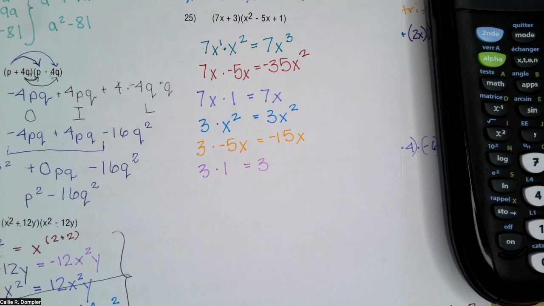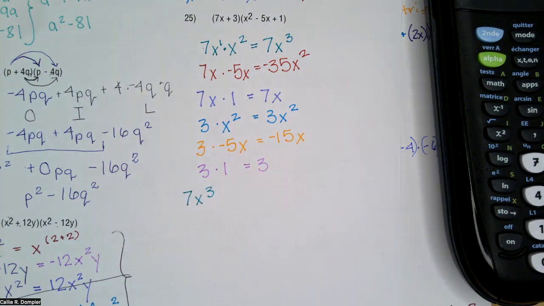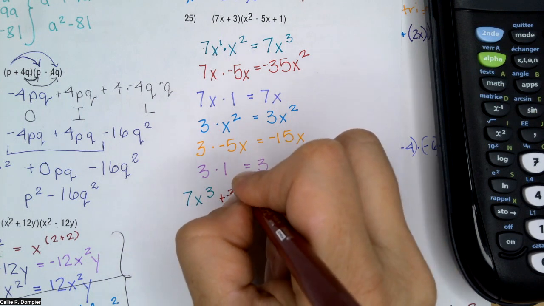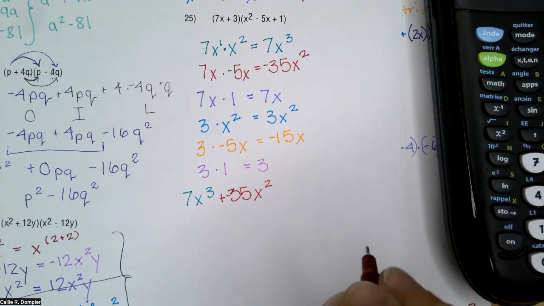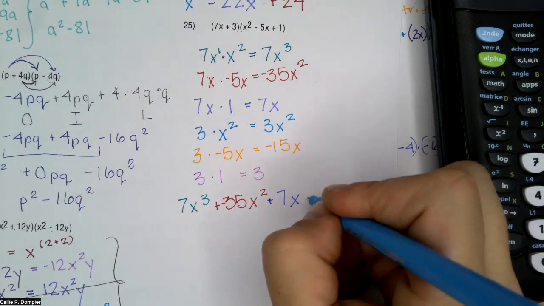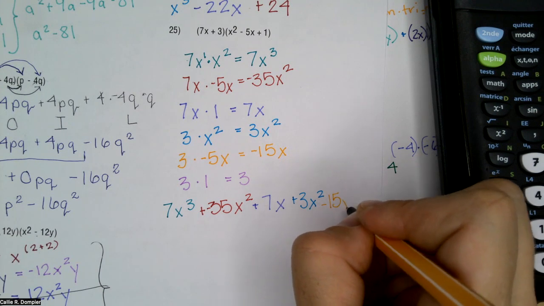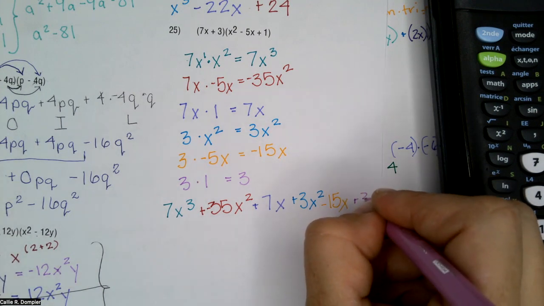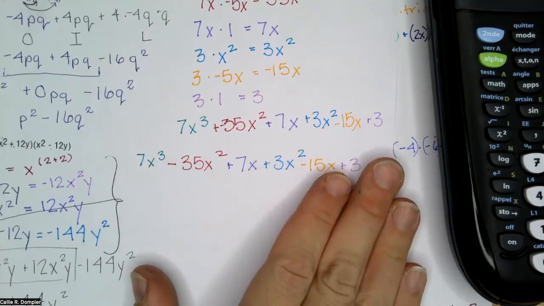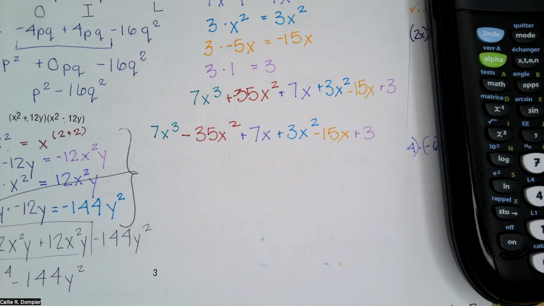So let's take those numbers. A little bit easier when you go straight down, I think. 7x to the third, and we're going to add them all, okay? Plus negative 35x squared. You can also just put minus 35x squared. Plus 7x. Plus 3x squared. Oh my gosh, minus 15x. Plus 3. All right, that was looking silly, so I fixed it. Instead of plus negative 35x squared that I messed up, I just put minus 35x squared.